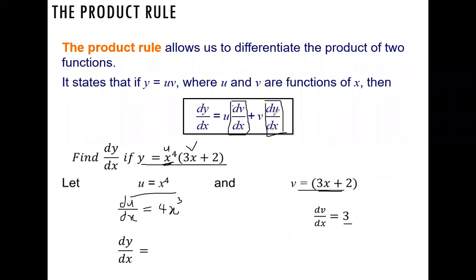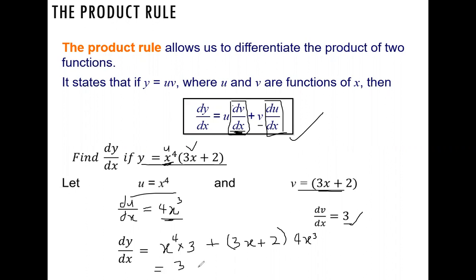Then to find our dy/dx using this principle, we'll just substitute the values we have here in there. So our u is what? x raised to the power 4 times dv/dx, which is 3, so times 3, plus the next thing is v. So v is 3x plus 2, times du/dx, which is 4x cubed. And this simplifies into 3x raised to the power 4.